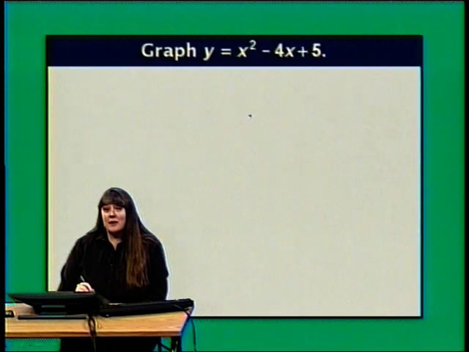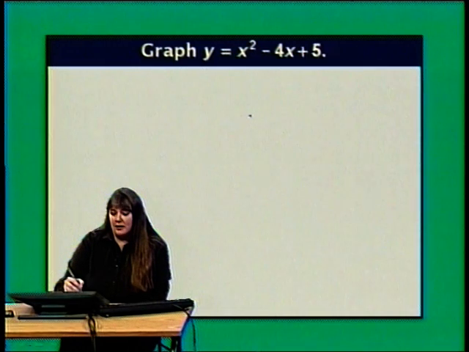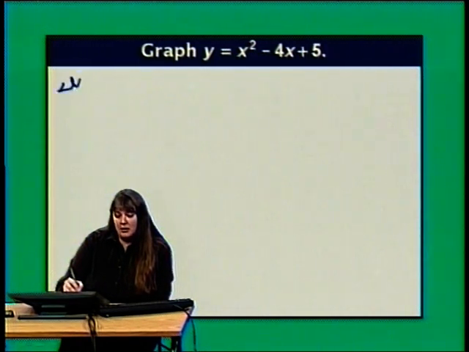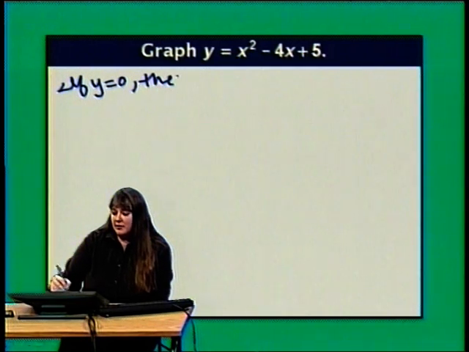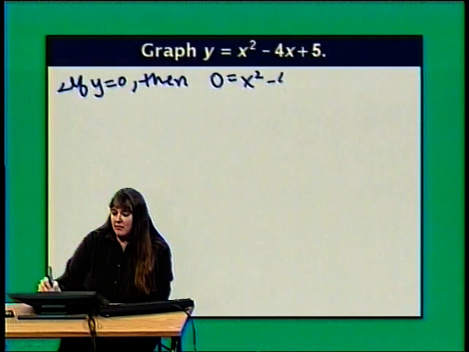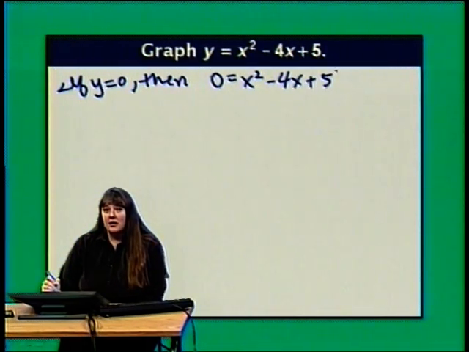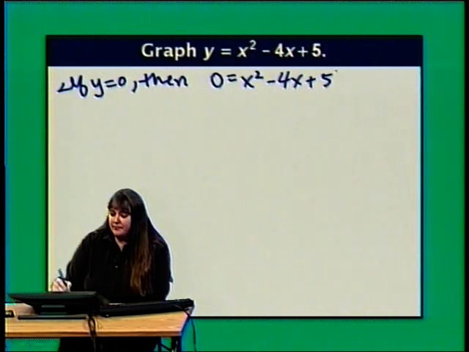Now let's graph y equals x squared minus 4x plus 5. Well, thinking about the x-intercepts again, I would need to let y be 0. So if y equals 0, then we have 0 equals x squared minus 4x plus 5. Now I can't factor that right-hand side because there aren't integer factors of positive 5 that add to negative 4. So I'm going to use the quadratic formula.